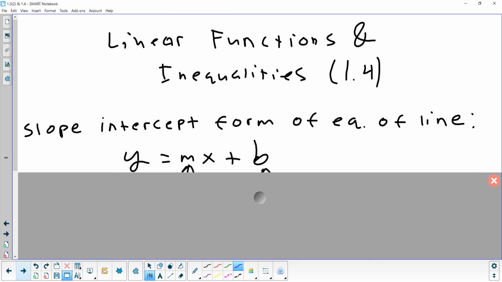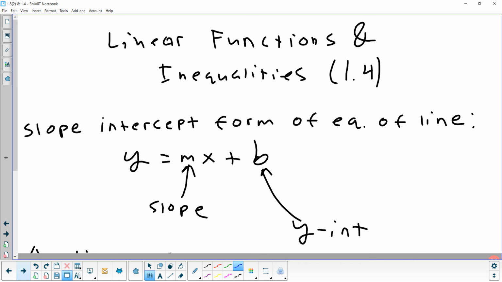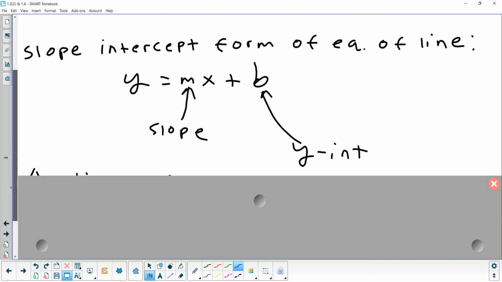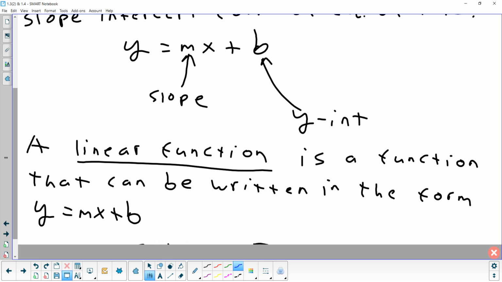Anybody remember what the b stands for, Chris? It's the base. It actually doesn't stand for anything with a b in it. A good guess. Y-intercept. It's your y-intercept. So m is your slope, and b is your y-intercept. And that's generally how we write linear functions.